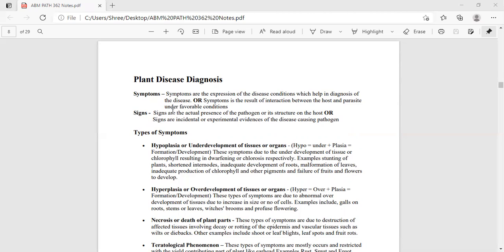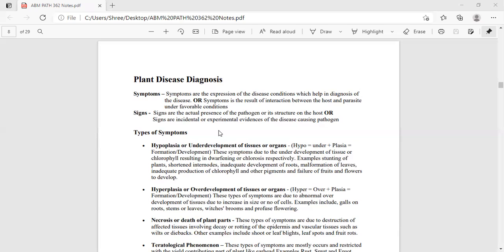So first of all, the definition of symptoms. Symptoms are the expression of the disease condition which helps in diagnosis of the disease, or symptoms are the result of interaction between the host and parasite under favorable conditions. We already discussed the three pillars in plant pathology, that is host, parasite, that is pathogen, and the favorable condition, that is environmental condition, come close to each other to form a disease triangle.